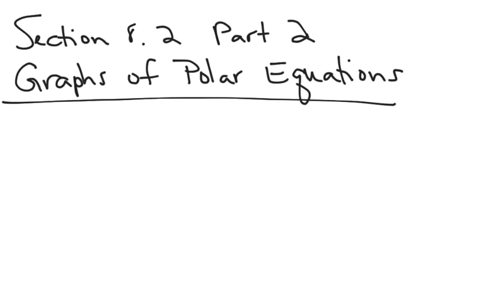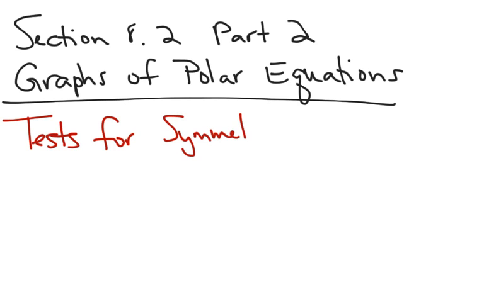In the next section, section 8.2 graphs of polar equations, I want to talk about tests for symmetry. Back when we studied quadratic equations or other functions like cubic, quartic, that sort of thing, one of the things we talked about was symmetry, and graphs could be symmetric over the x-axis, the y-axis, the origin, the line y equals x. We said that graphs that were symmetric over the line y equals x were called inverses.